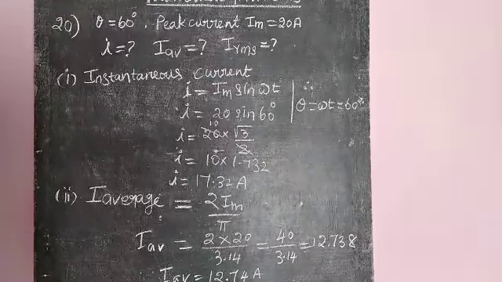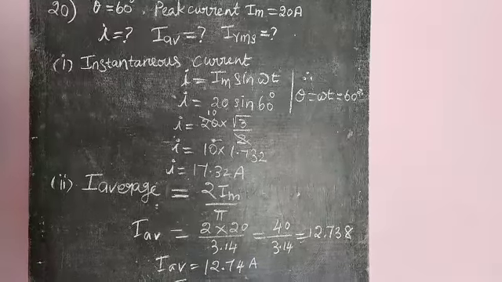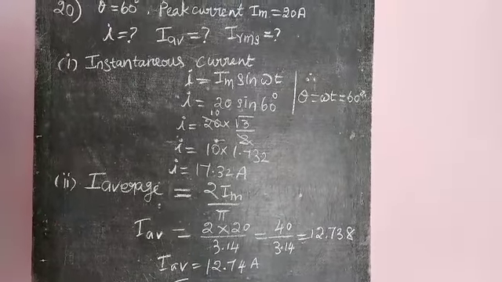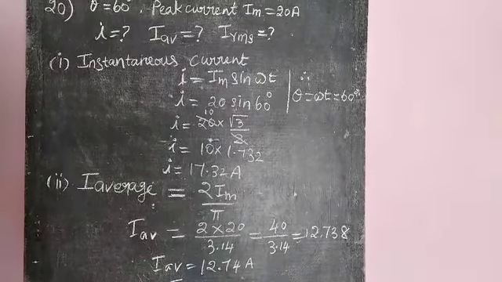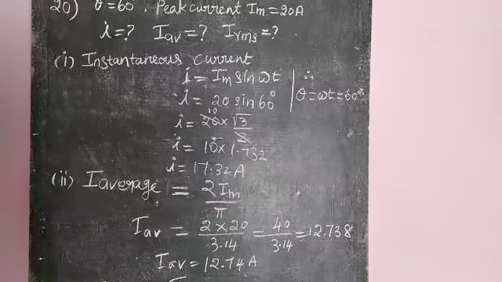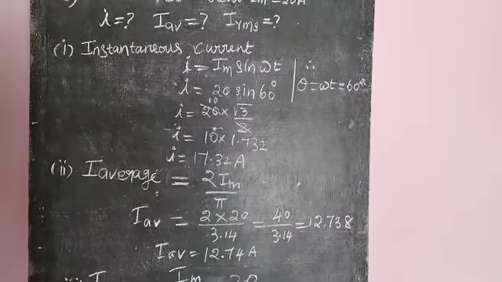Average current I equal to 2Im by pi. So I average equal to 2 into Im value 20 by pi value 3.14 equal to 40 by 3.14. So I average, IAV, equal to 12.74 ampere.